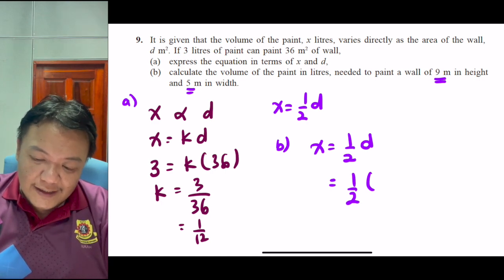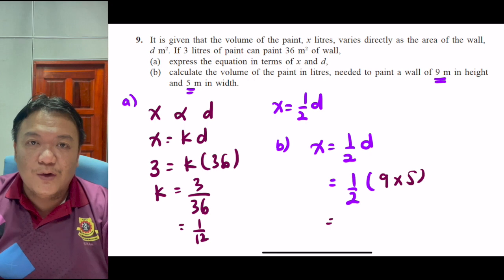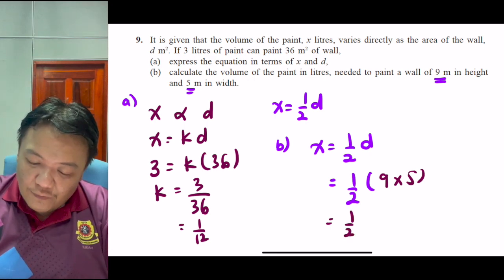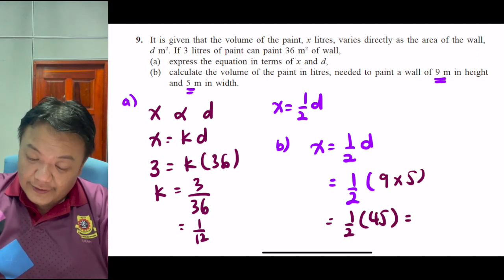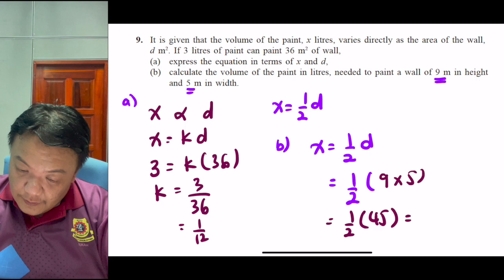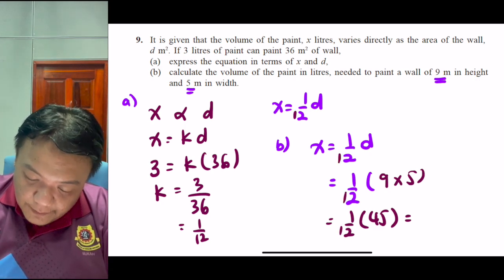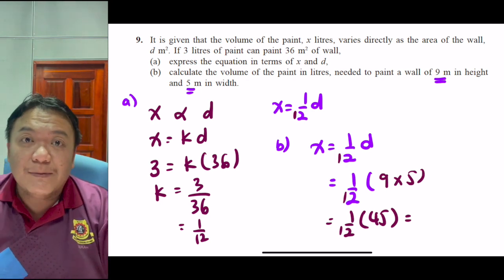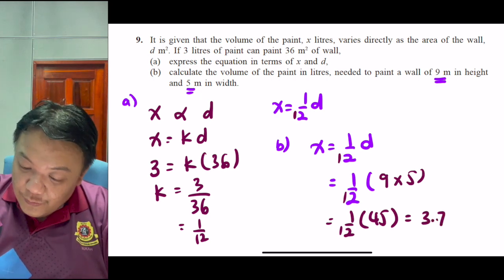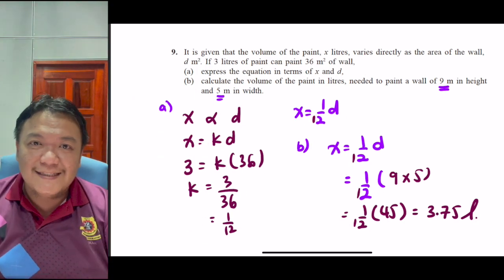So how to find the area? You just simply multiply these two values, 9 times 5, to get the value of area. So 9 times 5 is 45. Okay, press your calculator. Sorry, 1 over 12. Okay, 1 over 12. Sorry for my mistake. So press your calculator, 1 over 12 times 45. So you will get 3.75 liters. Okay, that's it.